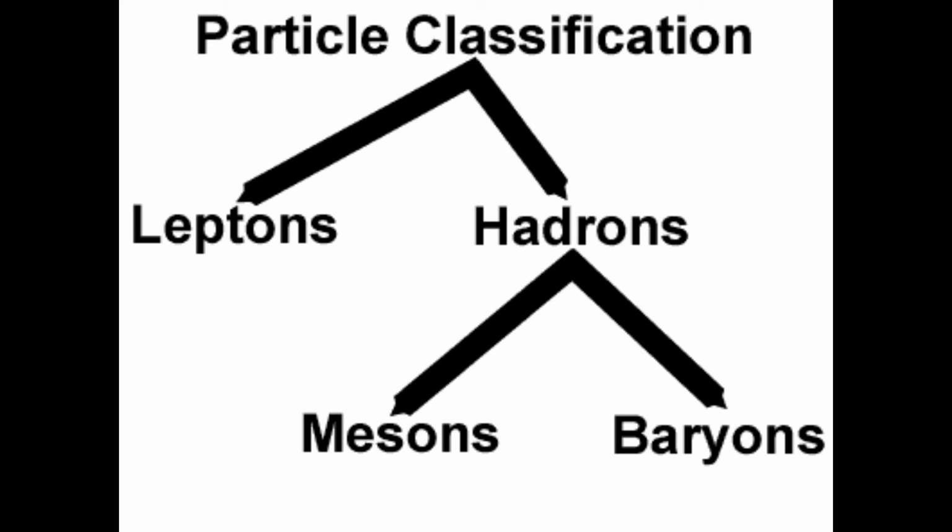Now, hadrons are made of baryons and mesons. Baryons are made of 3 quarks, or 3 antiquarks. Decay products include protons, and the proton is the most stable particle. And there's also mesons, which are made of a quark and an antiquark.